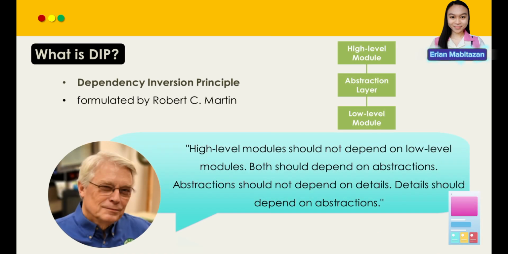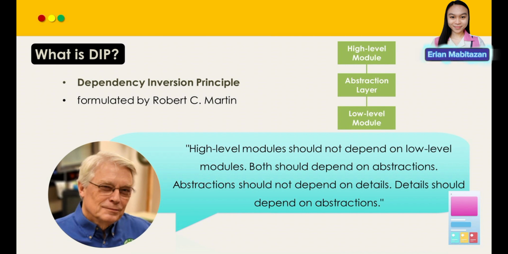What is DIP? DIP stands for Dependency Inversion Principle, and it is one of the SOLID principles in object-oriented programming. It is formulated by Robert C. Martin, and according to him, high-level modules should not depend on low-level modules. Both should depend on abstractions. Abstractions should not depend on details. Details should depend on abstractions.